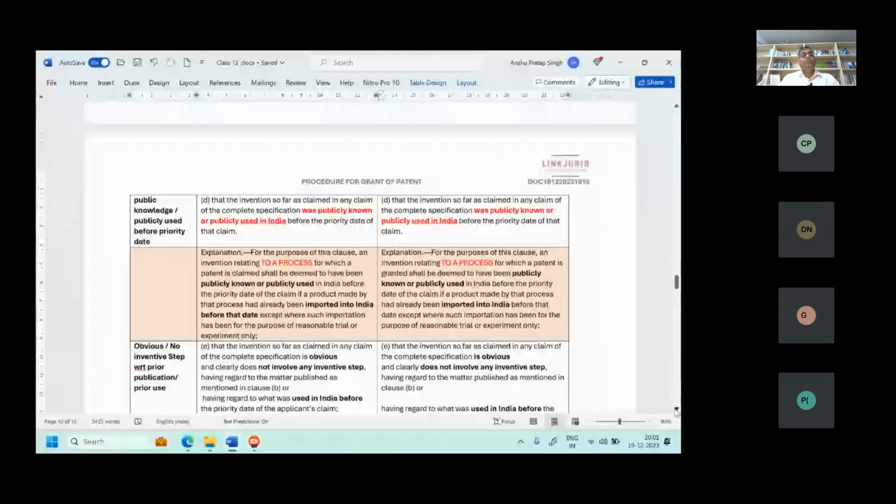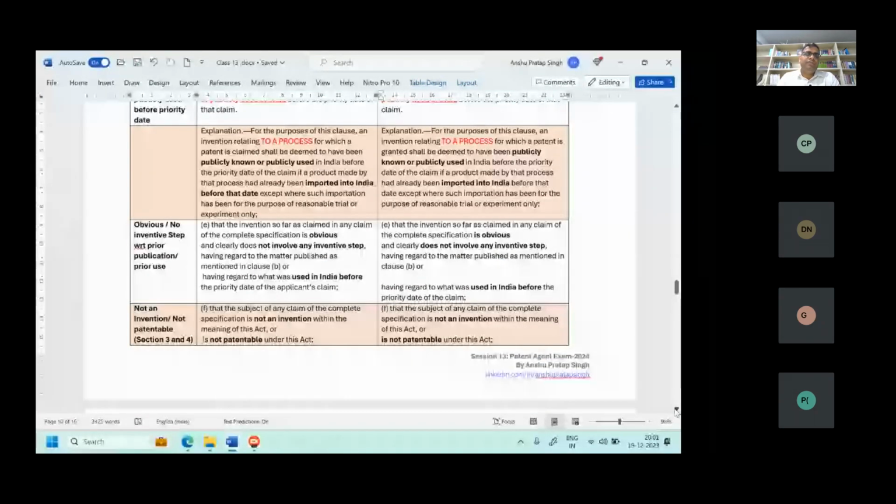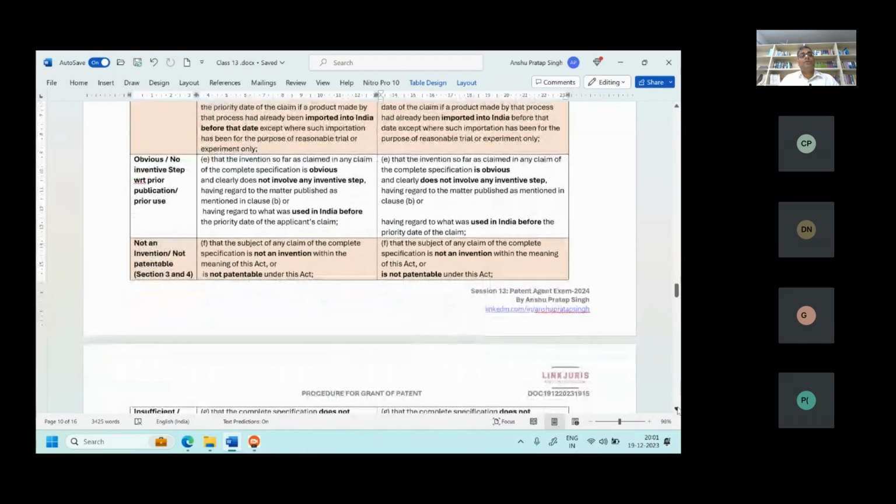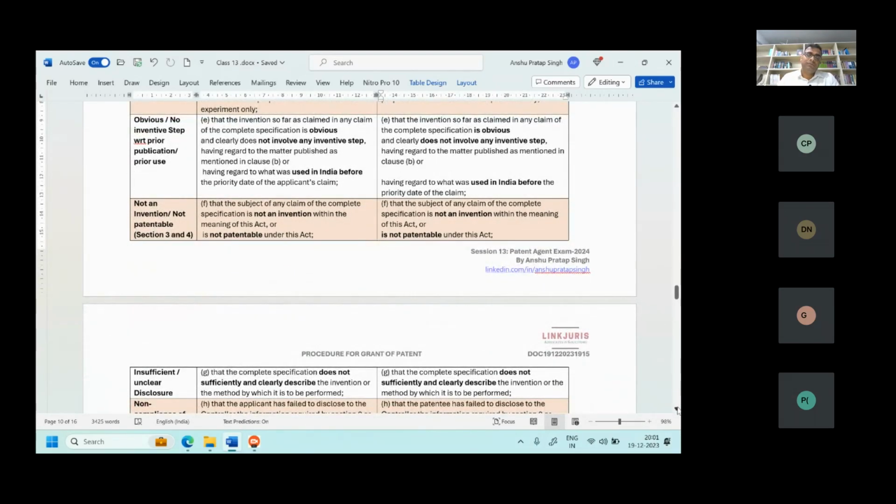Now, same thing, obviousness, inventive step. Till this, you were discussing the novelty part. You were claiming that this invention is not novel. Now you are claiming they are not obvious, they do not involve any inventive step, and they were used in India before. Now, not an invention. Section 3 and 4 objections.